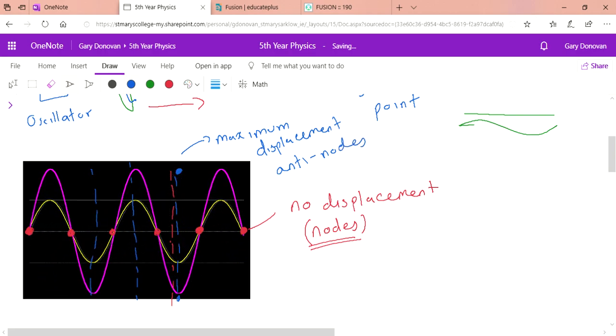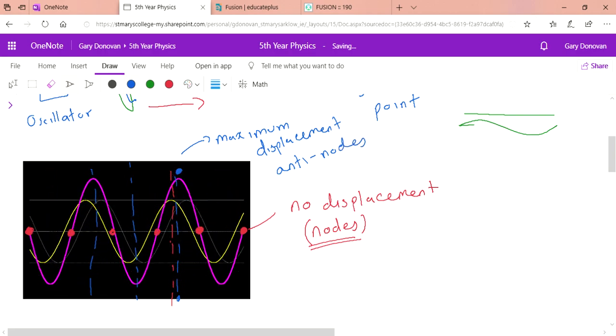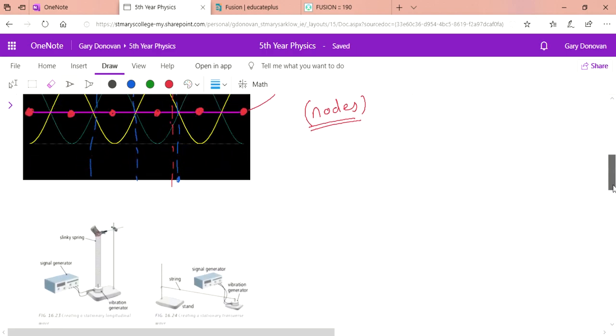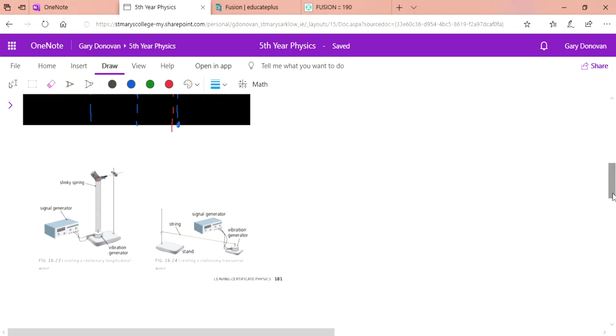So you can get different patterns where you could have more nodes or less nodes, and an example on a string would be, and I would show you this in class if we were there. Oh, first of all, you can do this with string. Here's an example of what we do in class. We have our vibration generator or our oscillator, which vibrates up or down, sends the wave along the string, and then our fixed point is at the other end, and we get a wave coming back. So we get these two waves meeting, which constructively or destructively interfere.